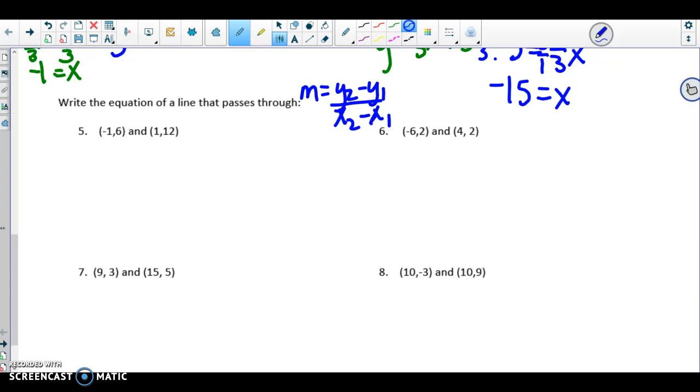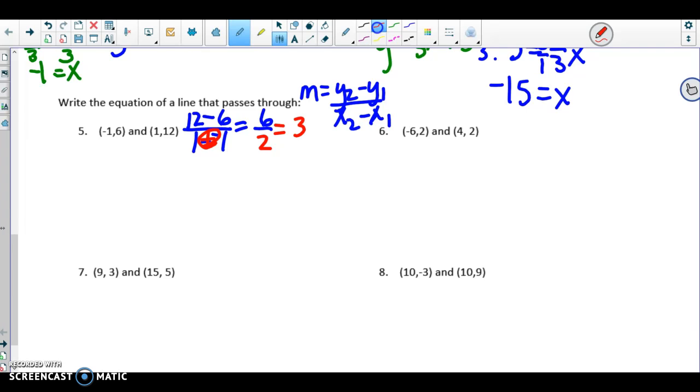So if I do that, I would have 12 minus 6 all over 1 minus -1. This is where we get in trouble, because we lose those signs. 12 minus 6 is 6. This right here, the minus the negative, just becomes plus. And so 1 plus 1 is 2. That means my slope is equal to 3.